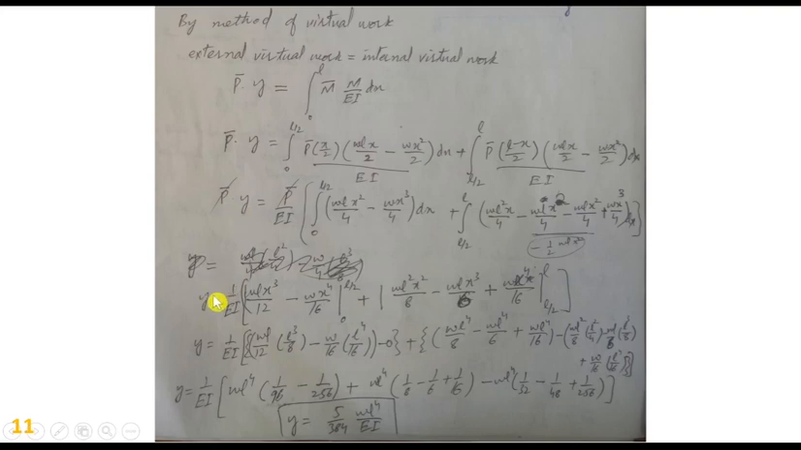So y is remaining here. Anyhow, things that are constant are taken out of the integral. P bar is taking the integral from 0 to L by 2, and from L by 2 to L. Simplifying, you will have the deflection, that is 5 over 384 into WL^4 over EI. So that is the deflection.